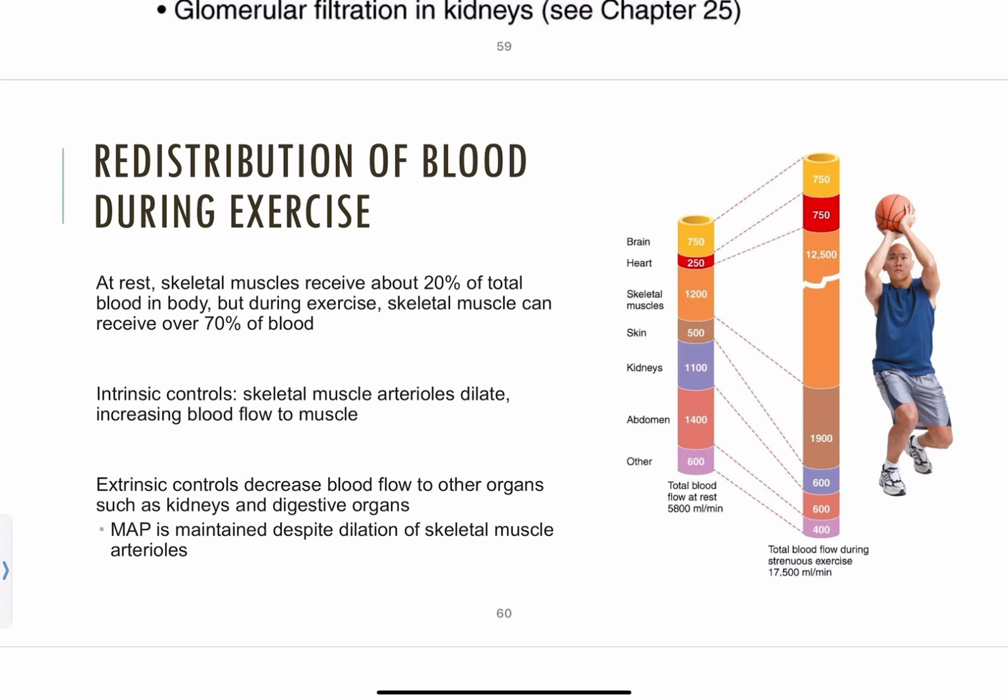Meanwhile, we have extrinsic controls also kicking in that are helping to reduce blood flow to places like our kidneys and our digestive tract, who don't actually need that blood right now. So your body maintains the mean arterial pressure during the shift, which is really, really amazing considering all the changes that are happening at once.